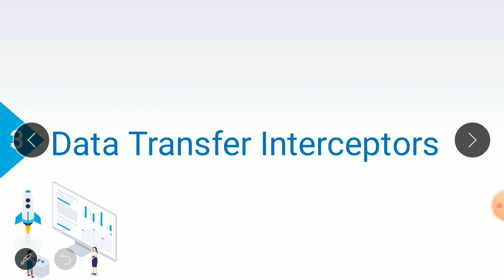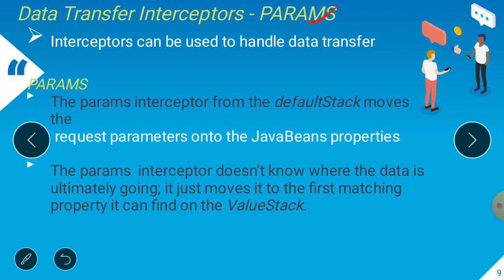So next, among the built-in interceptors, we are going to see the data transfer interceptors. The first one in this category is params.